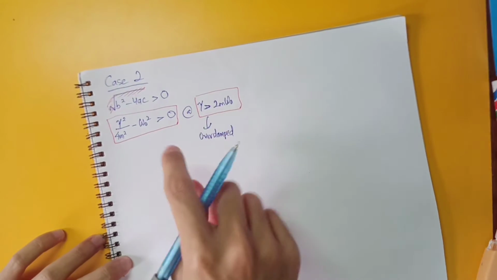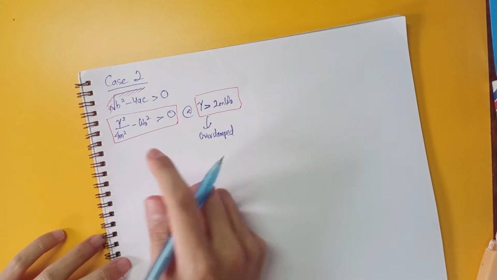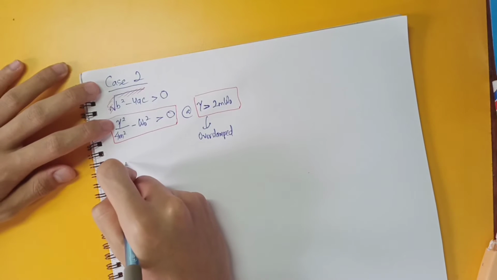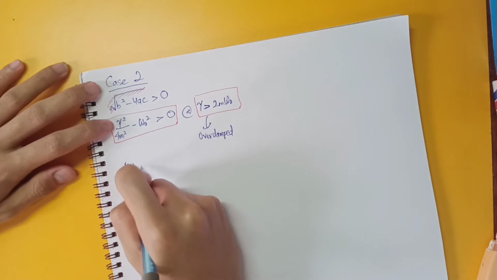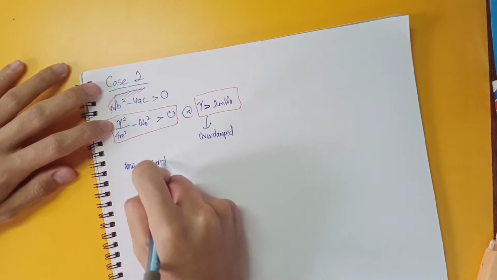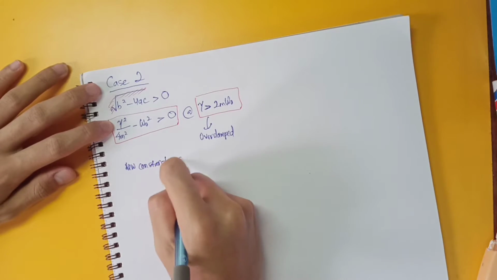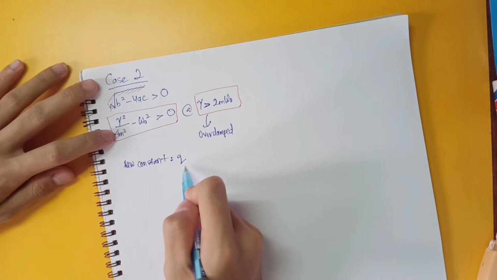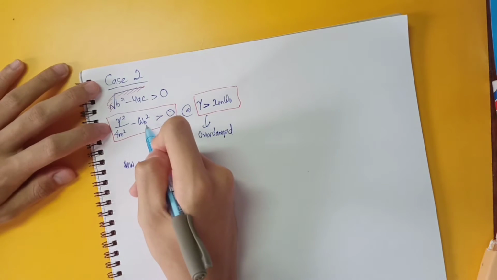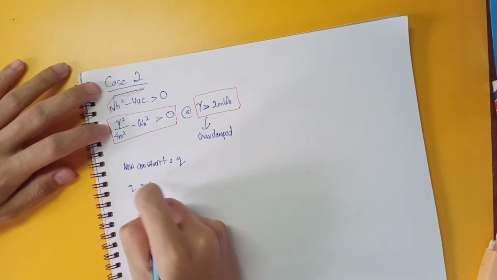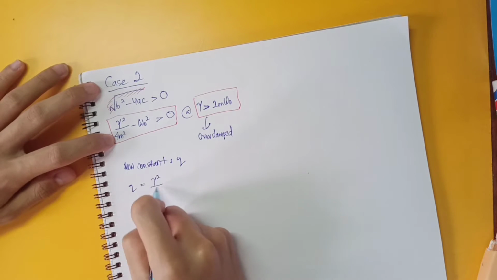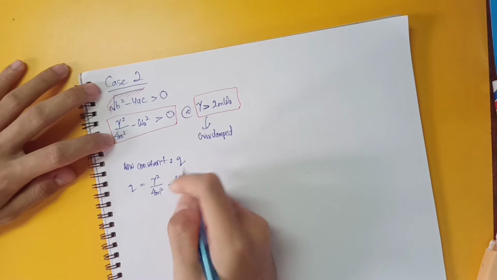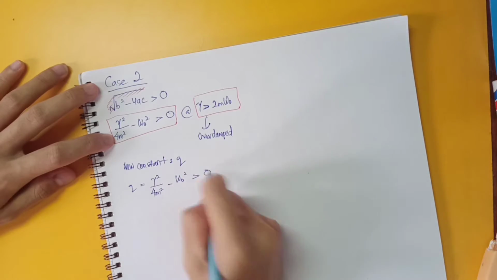So from this one we define a new constant, which is q. Okay, q here is equal to... so q square is equal to gamma square over 4m square minus omega naught square, more than 0.